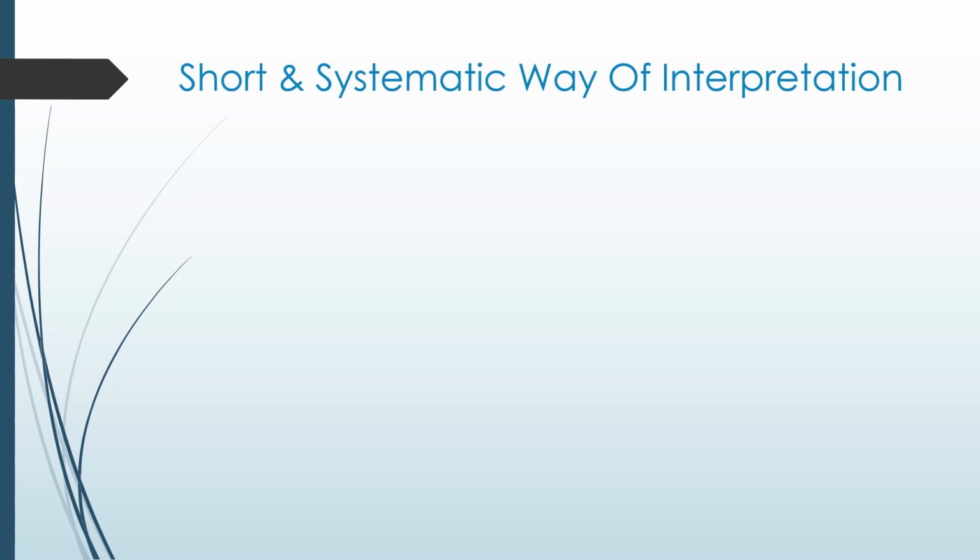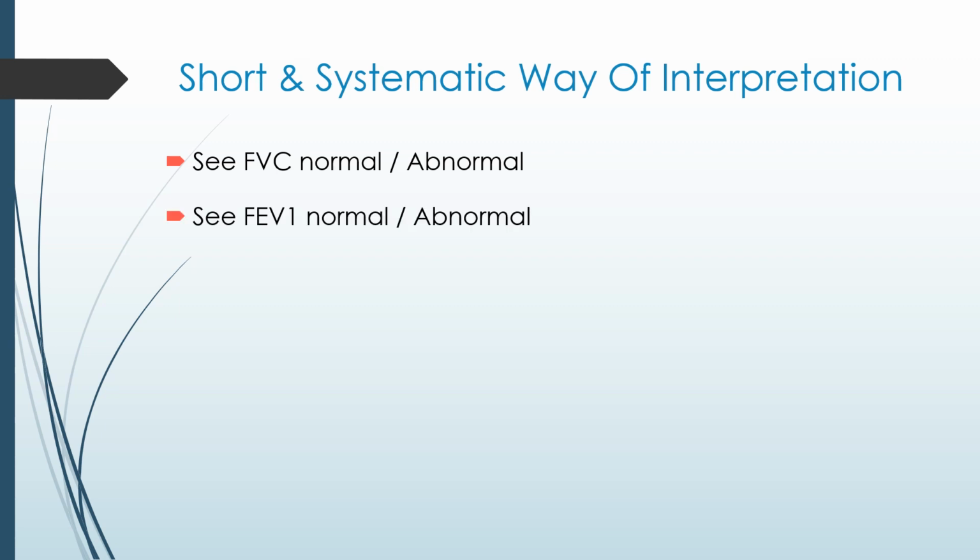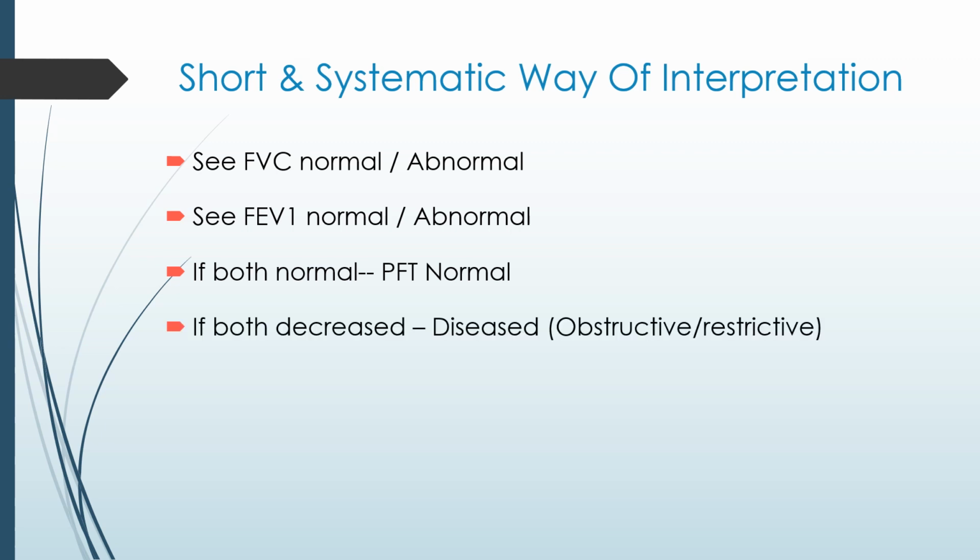Short and systemic way of interpretation. So we have to see whether the forced vital capacity is normal or abnormal. We have to see the forced expiratory volume in 1 second, whether it is normal or abnormal. If both are normal, then the pulmonary function test is normal. If both decrease, then they are having some issues with the lung.